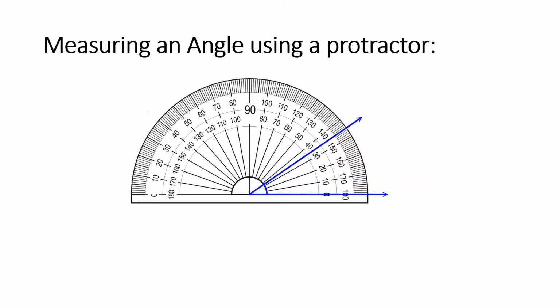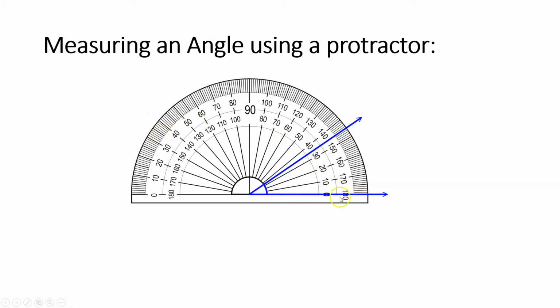So in order to read a protractor, you would first start by lining up the vertex of your angle with this little upside down T right here. So the vertex has to be lined up exactly right here. And then one side of the angle, one of the rays here, needs to be lined up perfectly with the 0 degree line.